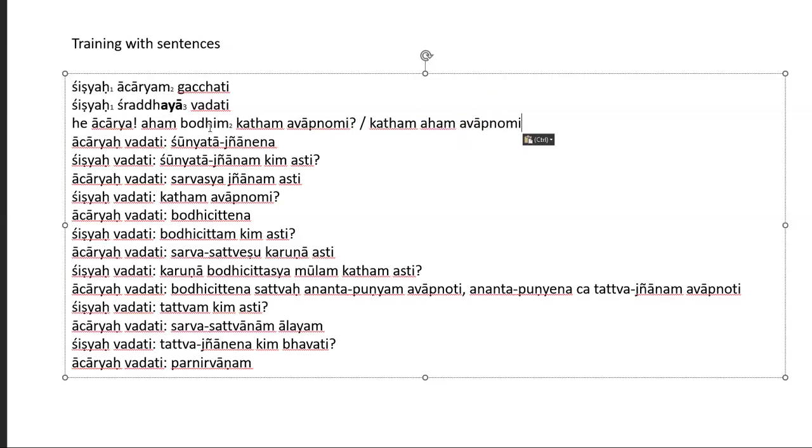attain enlightenment, right? Katham aham avapnomi bodhim. And you might ask, can we also say it like that? Yes, that's the beauty of Sanskrit, because the cases are so clear. You can turn it around, no problem. Katham aham avapnomi bodhim. He Acharya. Right? You can put him at the end, no problem.